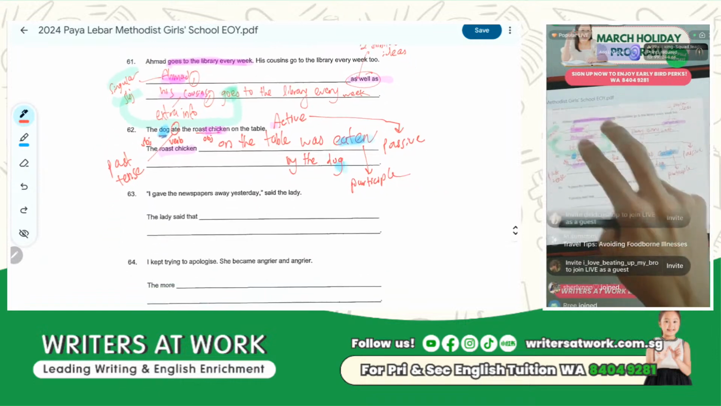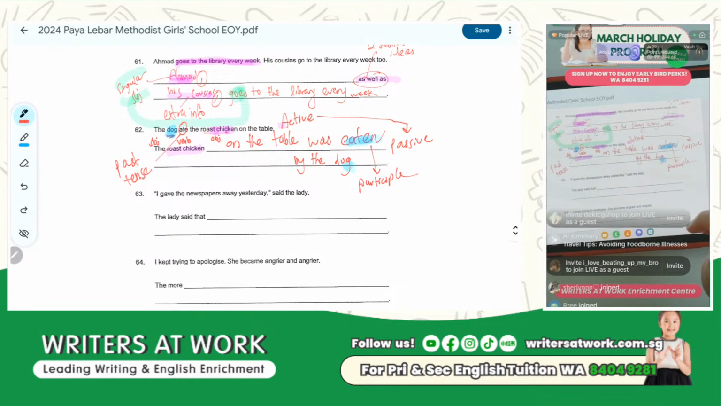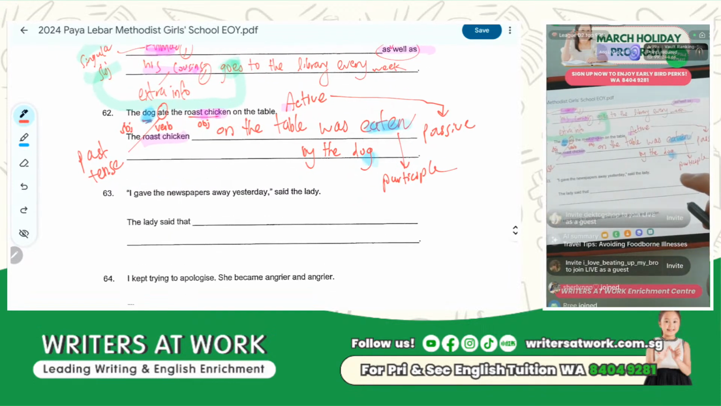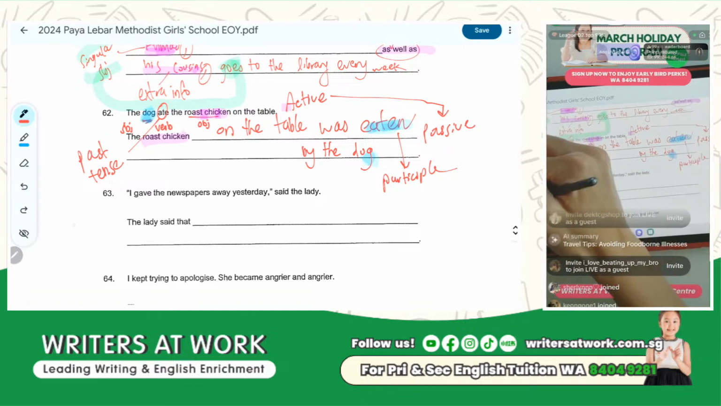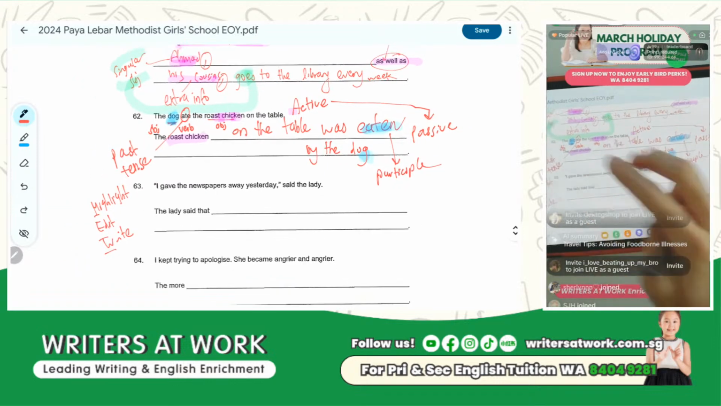Now let's take a look at question 63. "I gave the newspapers away yesterday," said the lady. So when we have this kind of question, the first thing we do is to highlight the things that we need to change, edit the word, then we write. Why do we do 3 steps? Because we want to prevent careless mistakes.